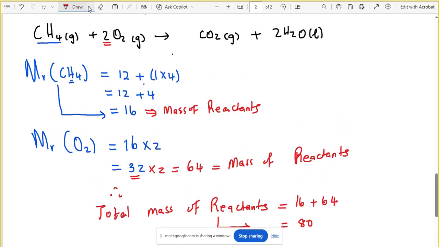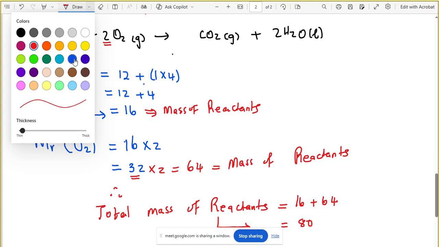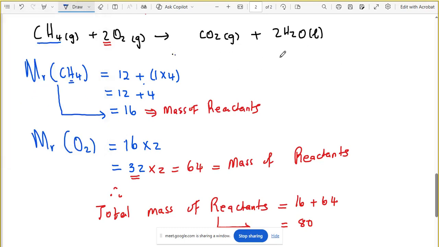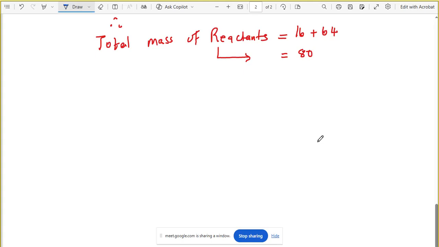Yes. You're going to repeat the same process with the products. You start with CO2. You go to the products and find the total mass of the products. So for CO2, we need to find the molar mass of CO2. So carbon, you go to your periodic table. We said the number is 16.